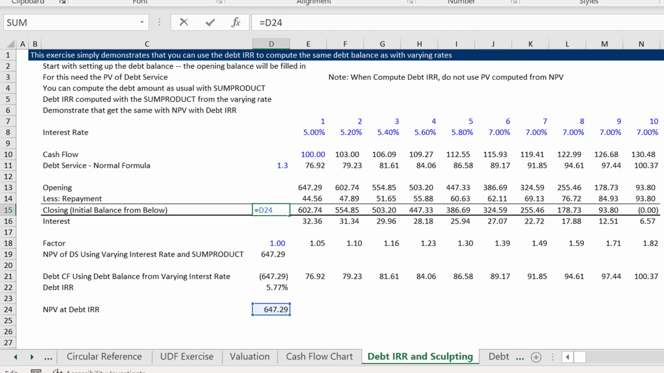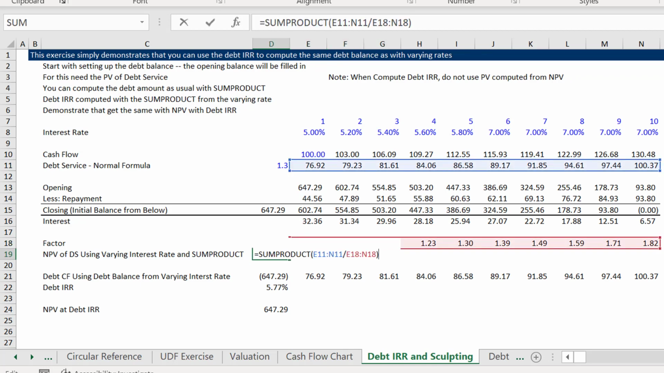Now, we can compute the NPV of the debt in a couple of ways. Number one, I use this technique where I just take a compound interest rate, a discount factor that changes. We just compound the interest rate from the last period, and then we compute the sum product.